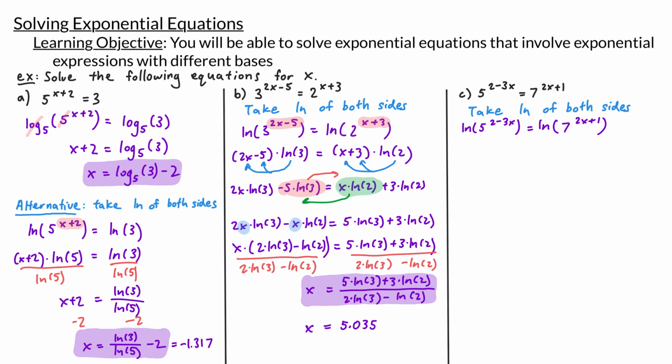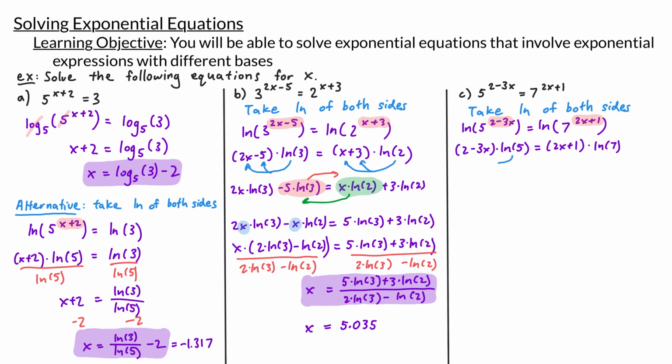Next, using our log property, we can take the exponents that are within the logarithms and move them outside as multiples. This is going to give us 2 minus 3x times ln of 5 equals 2x plus 1 times ln of 7. So we've transformed our exponential equation into an algebraic equation. And so if we want to solve this algebraic equation, we just have to move all the x's to one side, move all the terms that don't have x's to the other side.